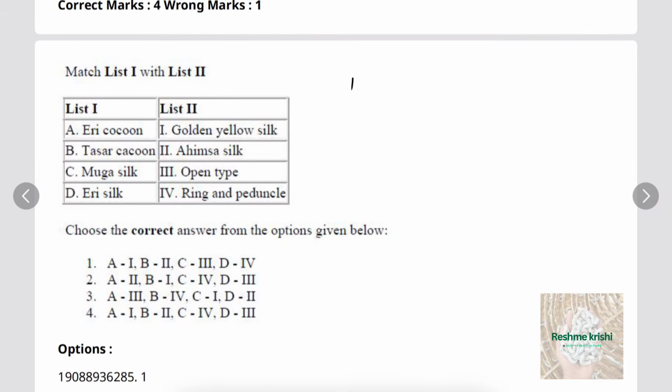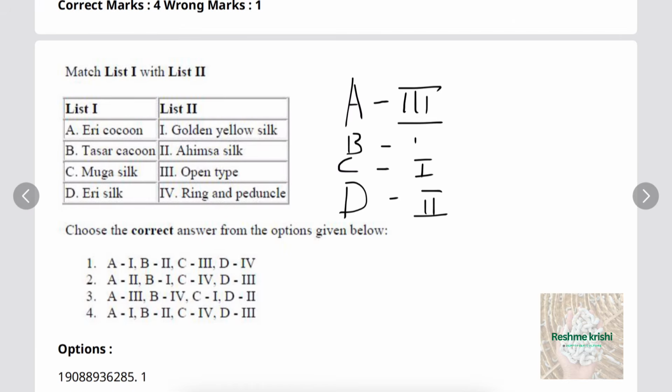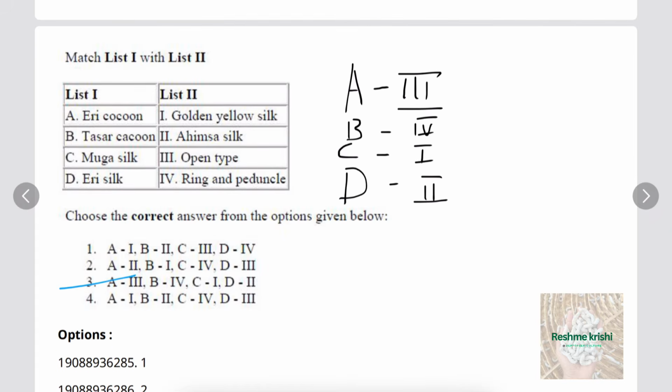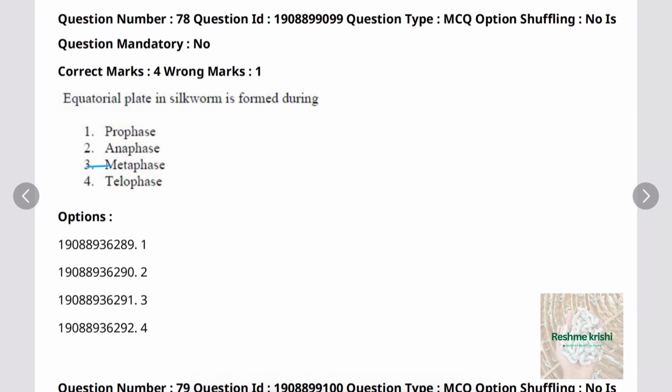Okay, eri cocoon is an open type. So eri cocoon is an open type. Eri silk is ahimsa silk. Okay, then B is tassar and C is muga. Muga is golden. We all know muga is famous as a golden silk. So C is 1. C 3. Okay, what is left out here? 4. 3 4 1 2. 3 4 1 2. So the answer is option 3. Equatorial plate in silkworm is formed during, this is a simple question, which is metaphase.